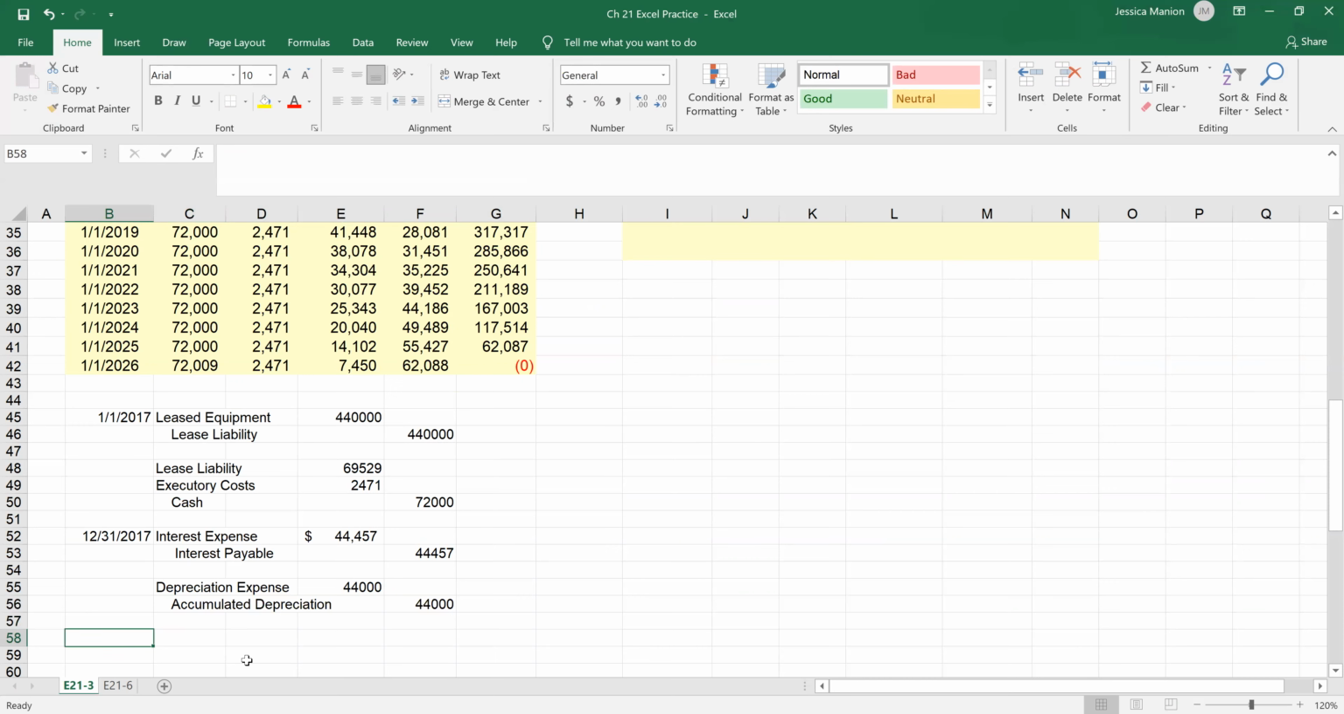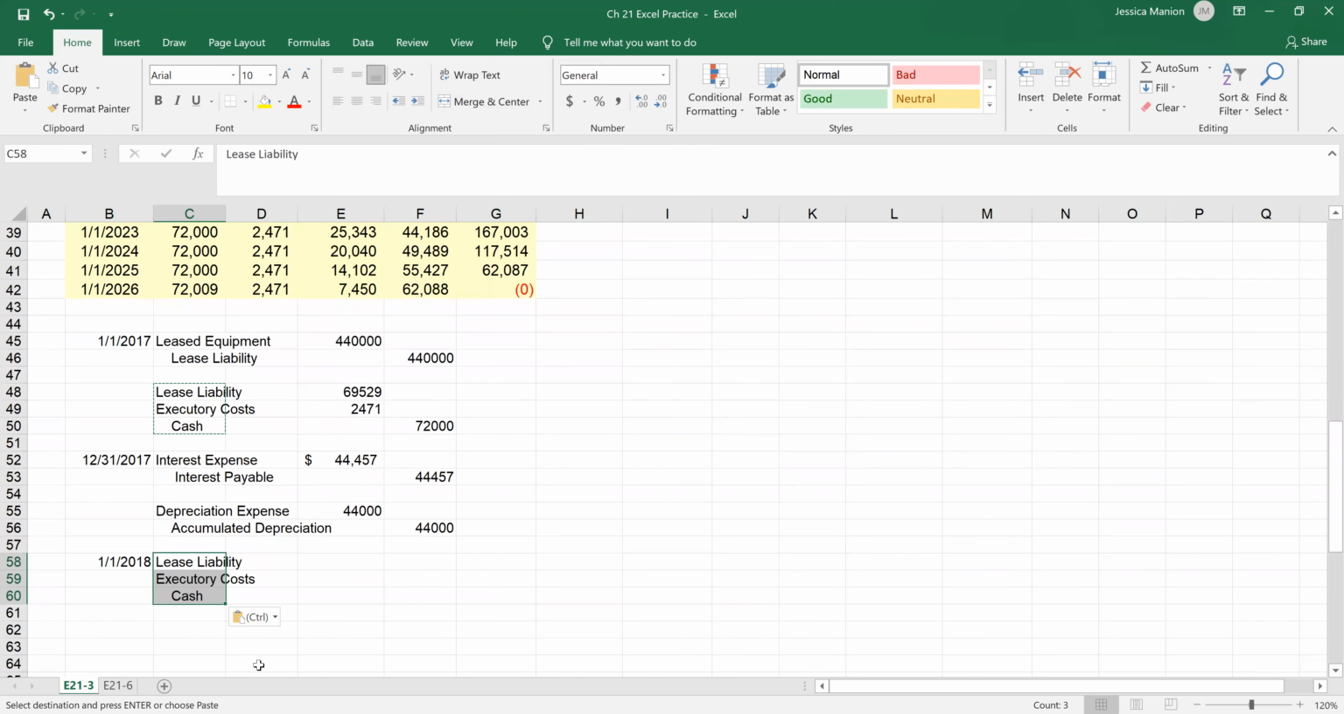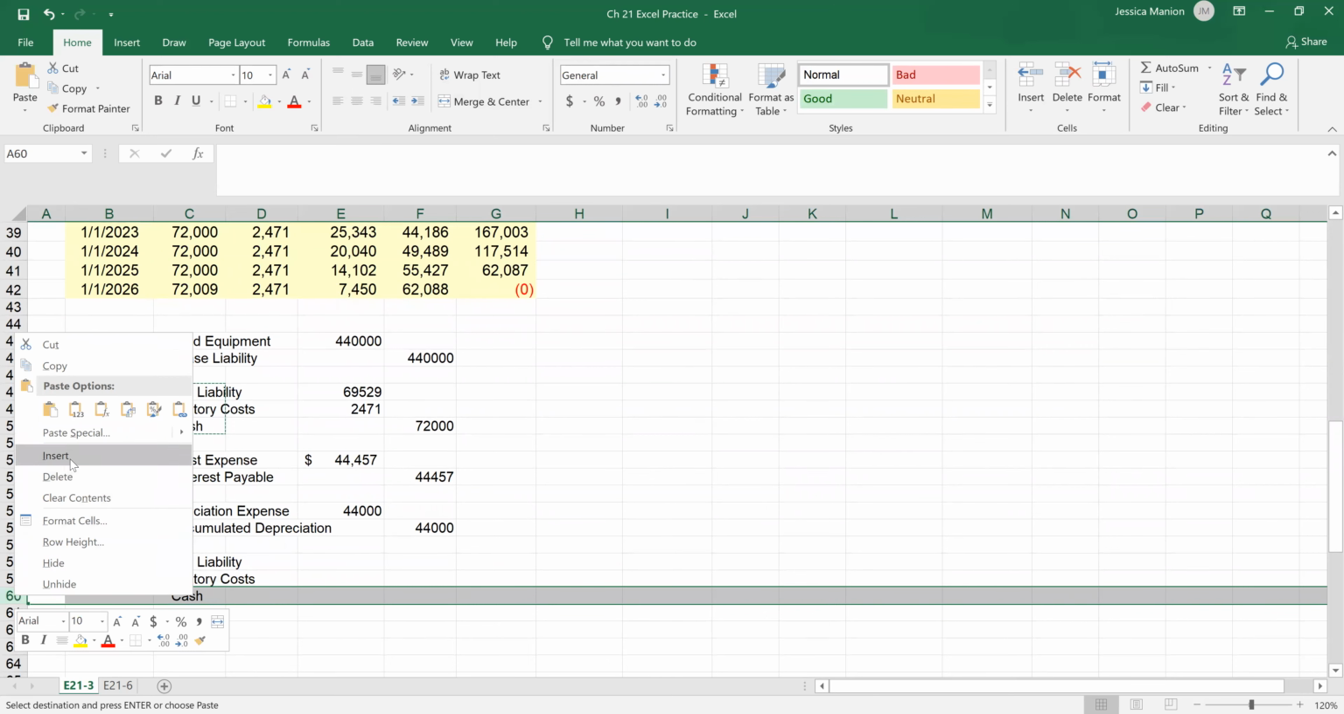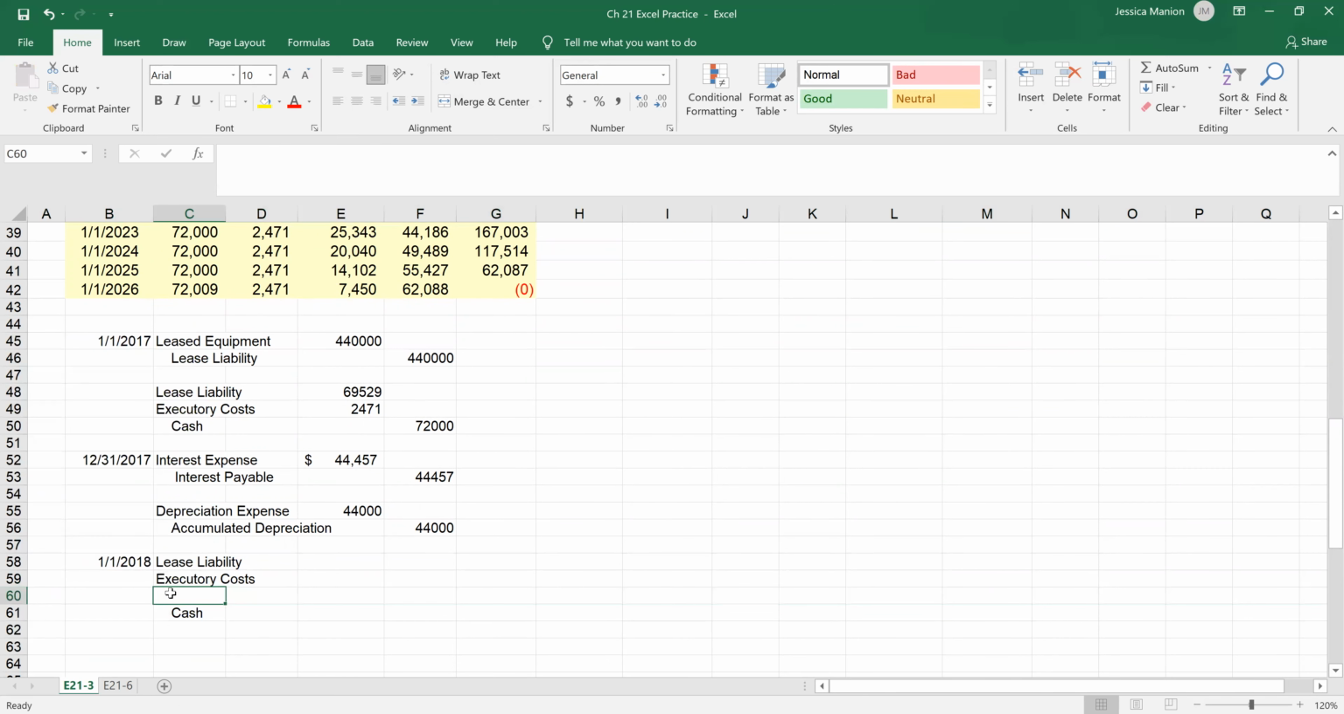Okay, and then on 1/1/2018, when we make that next payment, we're essentially going to be doing this one again. So just in an effort to save time, I'm going to copy these. The only difference is we're also going to have a debit to the interest liability. So interest liability.